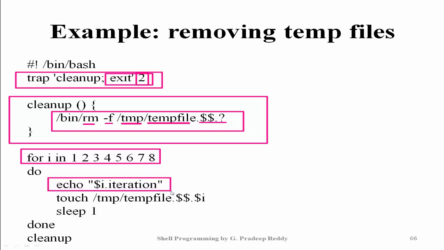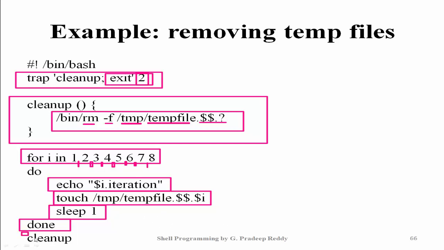In each particular iteration it is going to use a touch command. By using the touch command it is going to create temporary files, 8 temporary files. Then it is going to sleep for 1 millisecond after 1, after 2, after 3, after 4, after 5, after 6, after 7 and 8. So finally it has created 8 temporary files in a folder.